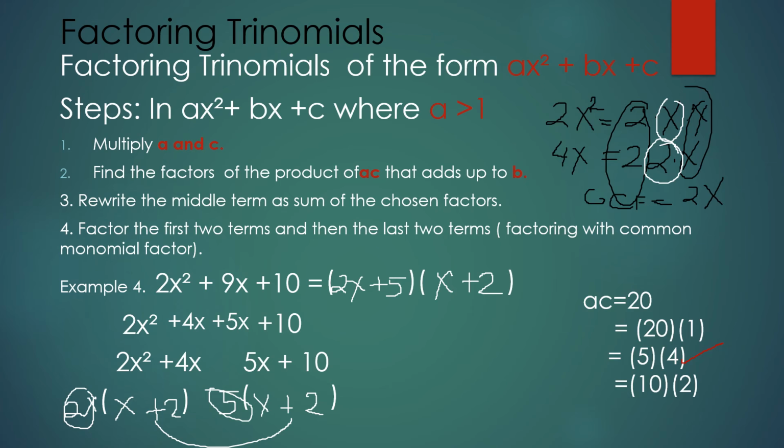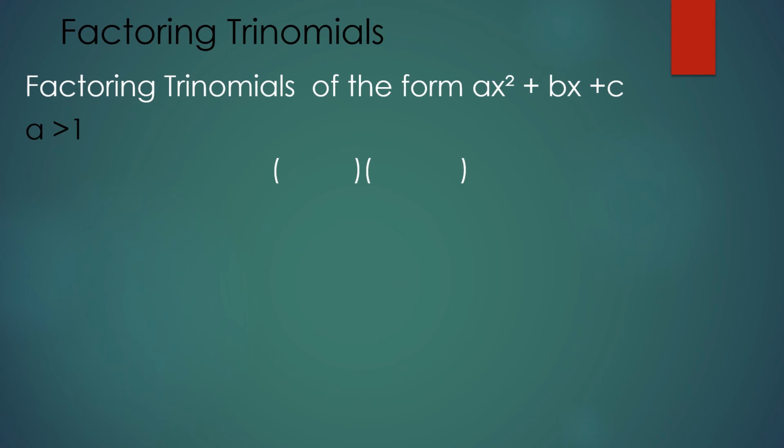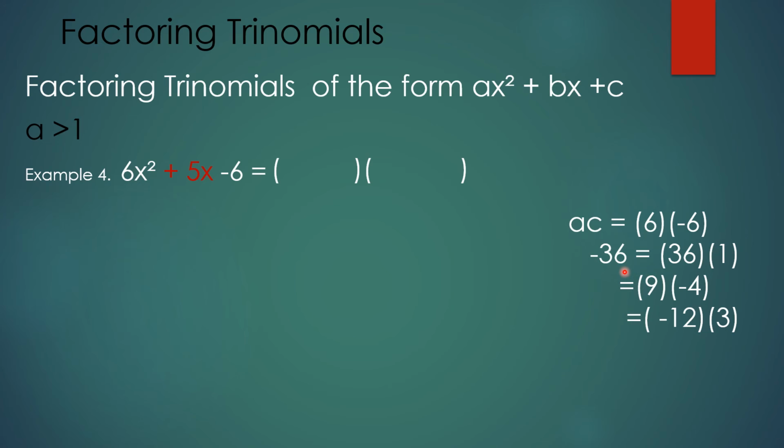Okay, next. Let's have another one here. We have 6x squared plus 5x minus 6. So, first step is to multiply a and c. So, we have 6 times negative 6, and that is negative 36. And these are now the possible two factors of negative 36. So we have here negative 1 times 36, then we have 9 times negative 4, negative 12 times 3. Now, we need to choose the pair which adds up to positive 5.